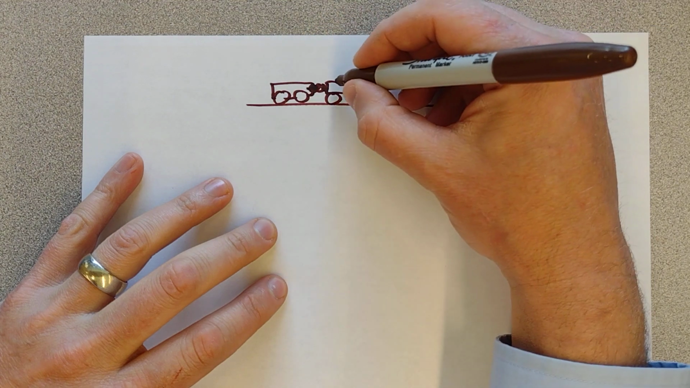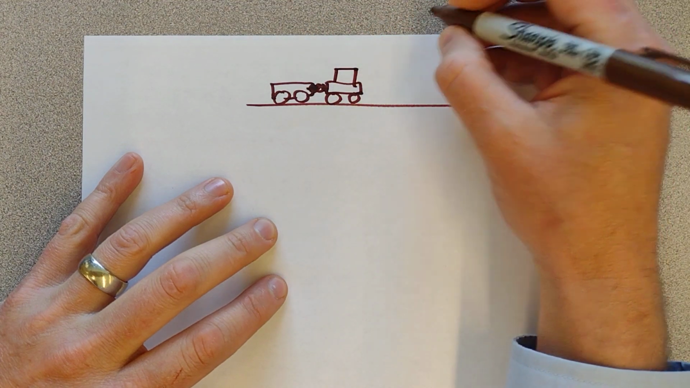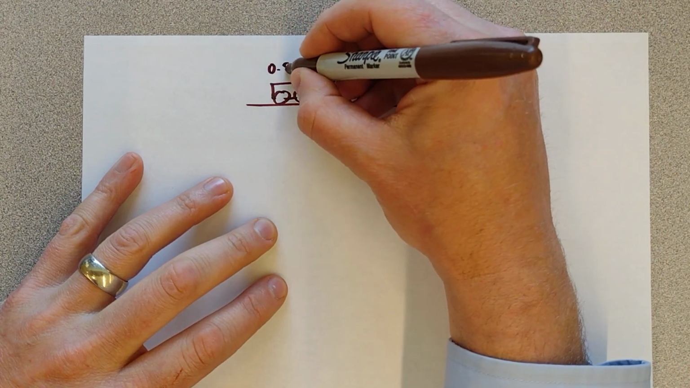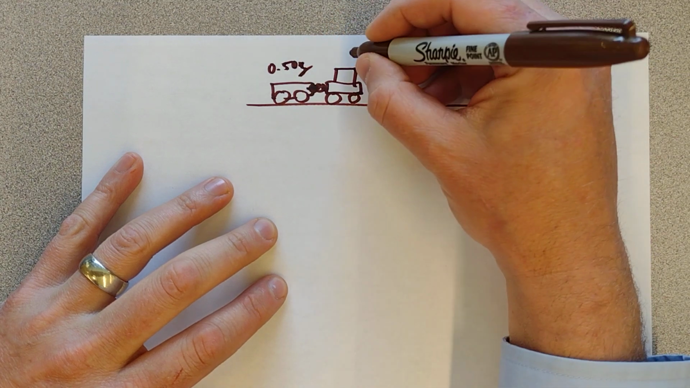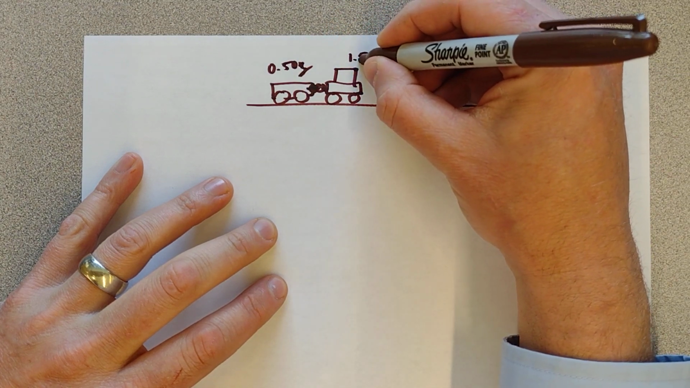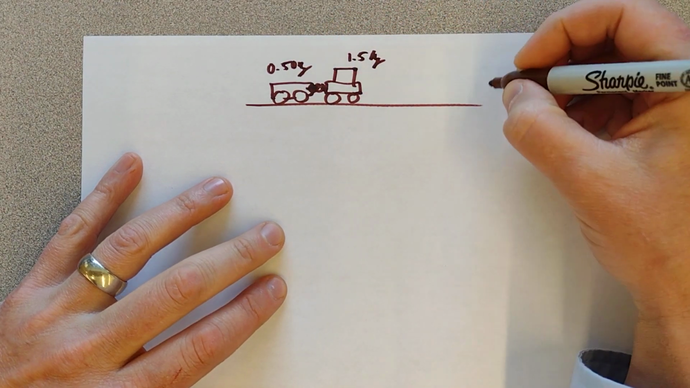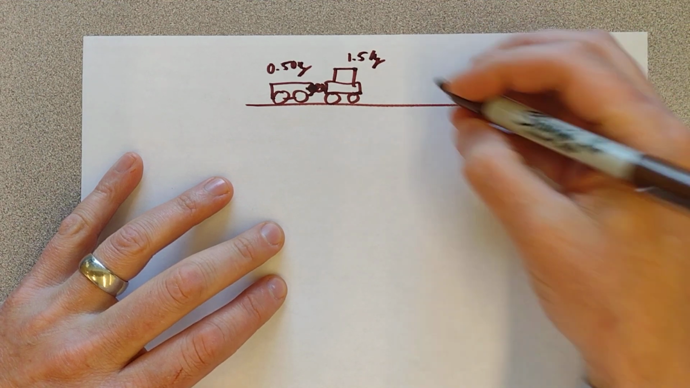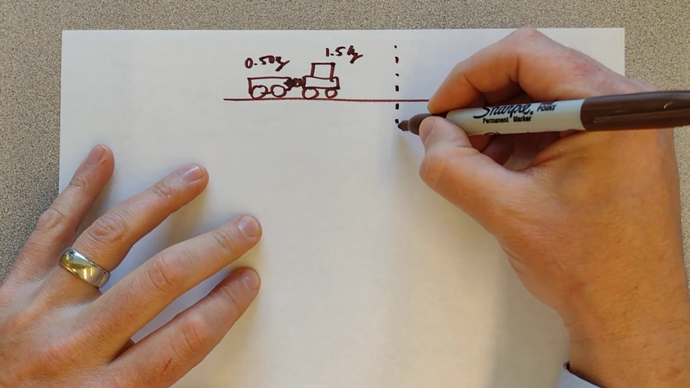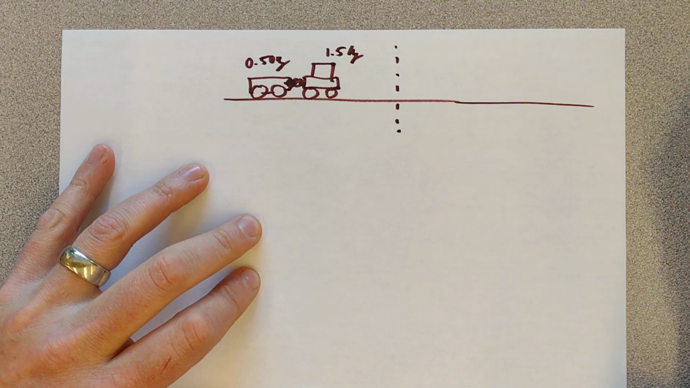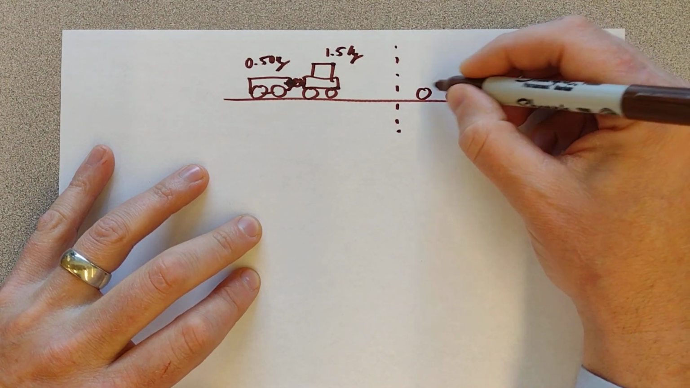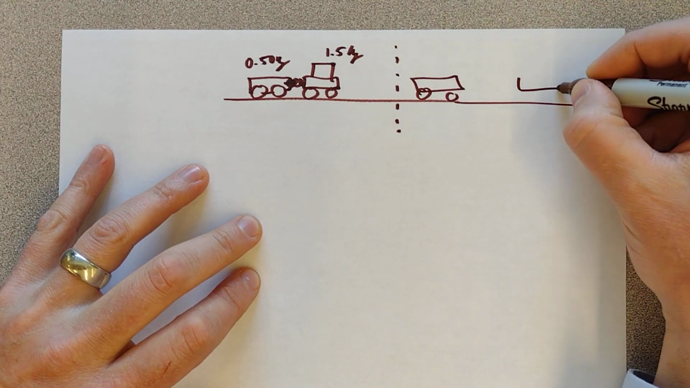Let's say one of them has a bunch of mass on it. So this one's mass is 0.50 kilograms. This one's mass is 1.5 kilograms. So that's before the collision. We push a little spring that's between them, and they blast off of each other.